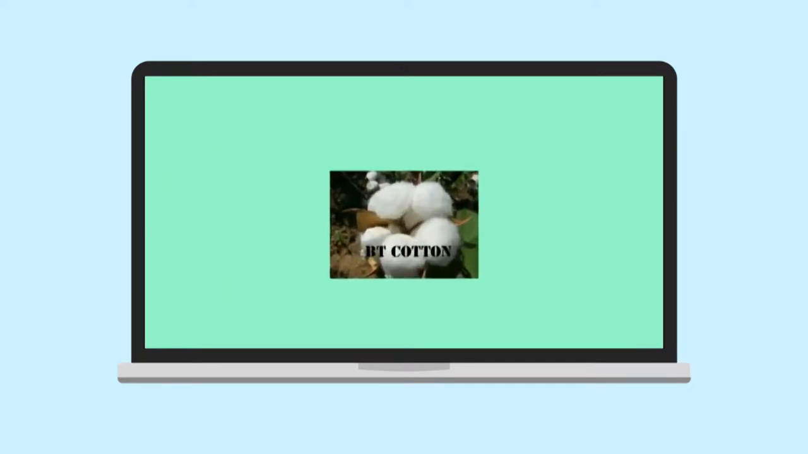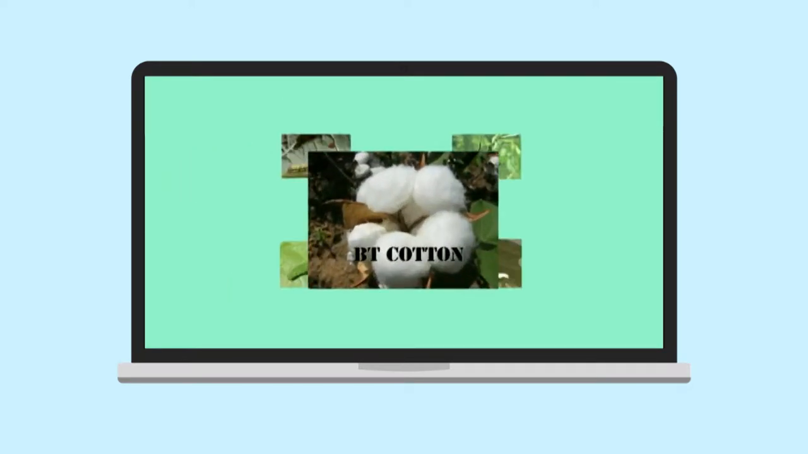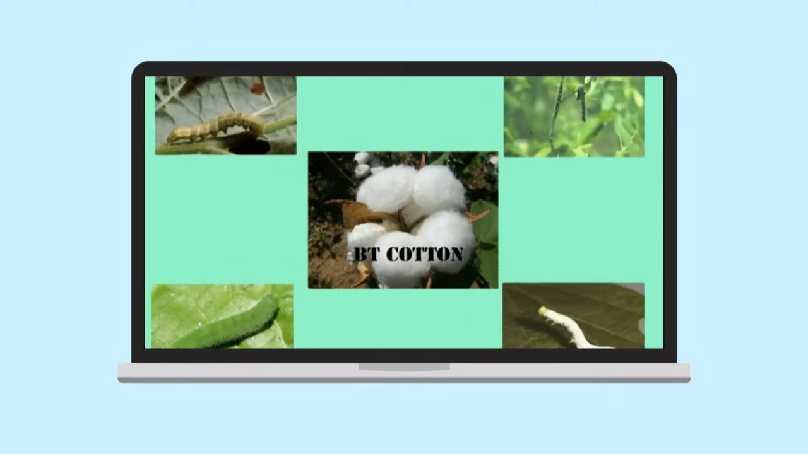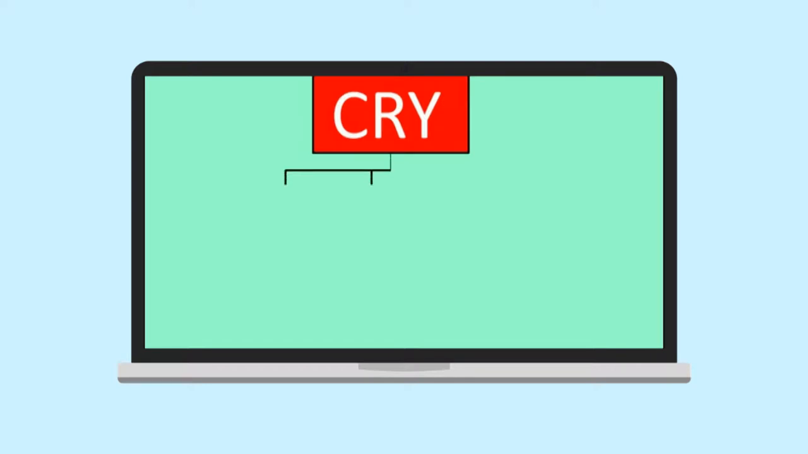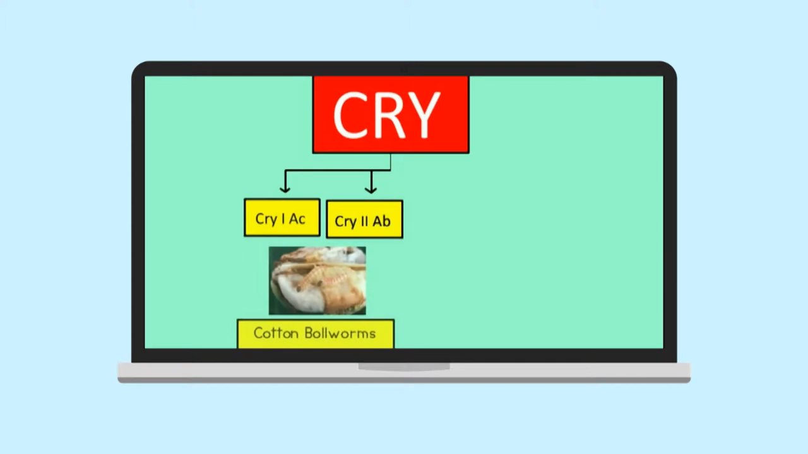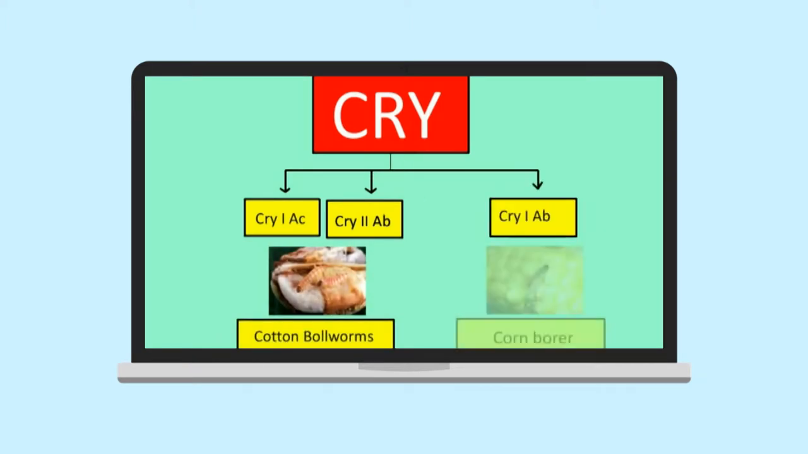The choice of BT toxin genes depends upon the crop and the targeted pest, as most BT toxins are insect group specific. The toxin is coded by a gene named CRY. There are a number of them. For example, the proteins encoded by the genes CRY1AC and CRY2AB control the cotton bollworms. That of CRY1AB controls corn borer.